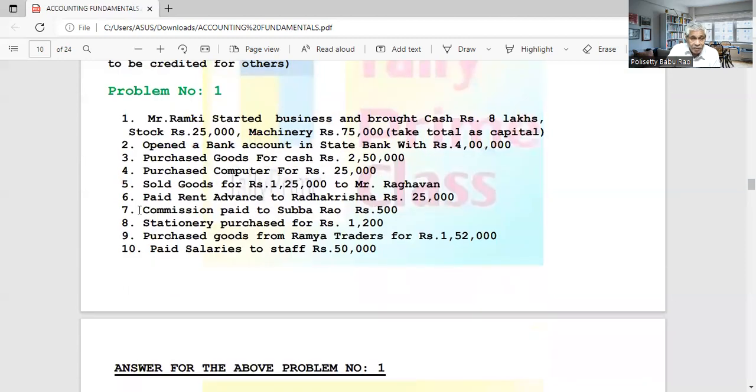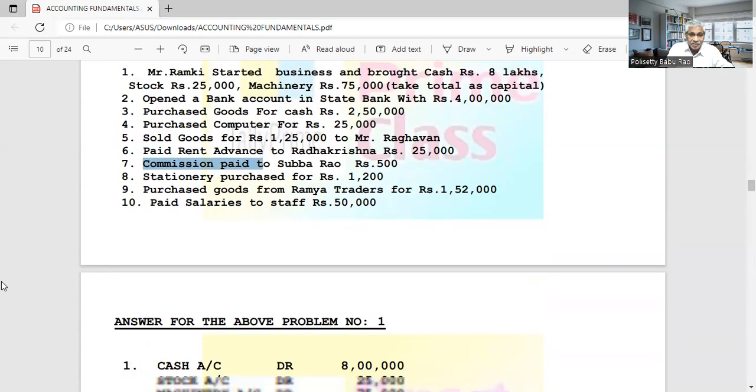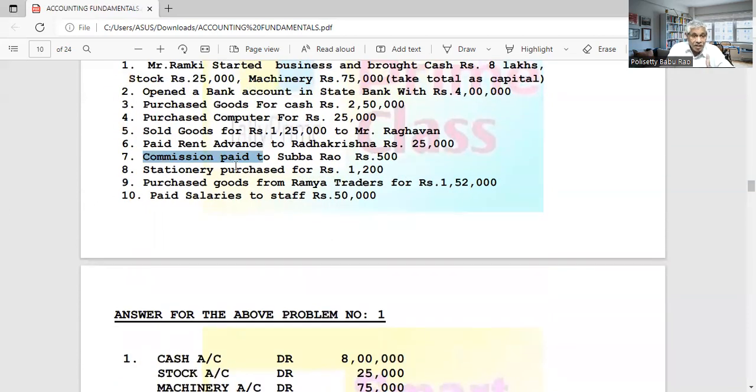In the case of nominal accounts, meaning expenses or incomes, the same item may sometimes be an expenditure and sometimes income. Here we paid commission, but sometimes we can receive commission also, isn't it? In both cases, commission is a nominal account. Commission paid is an expense, and commission received is income. That is why, in the case of nominal accounts, it is better to open separate accounts for income as well as for expense.